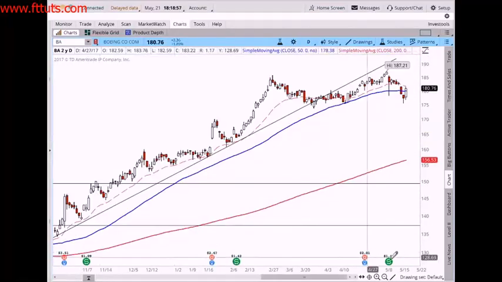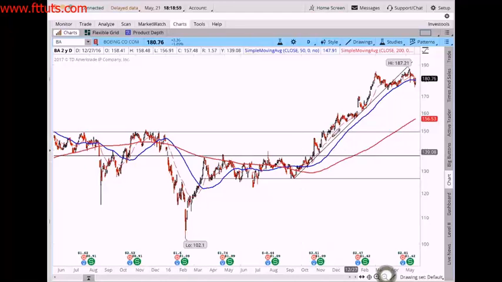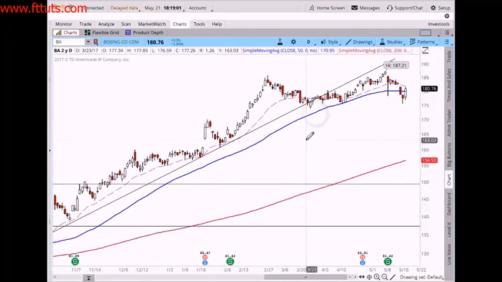Okay. So again, during the specific strategies, I'll show you which exact moving averages to use. For this case, I'm just showing you how you can install it in your software. So let's go back to the lesson.